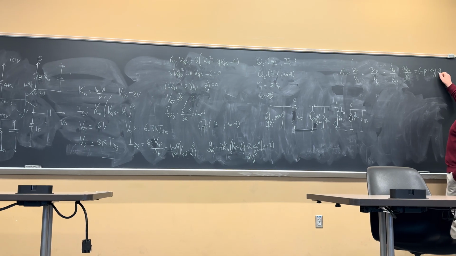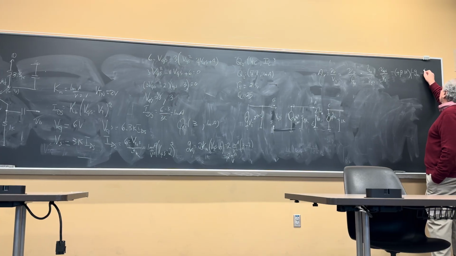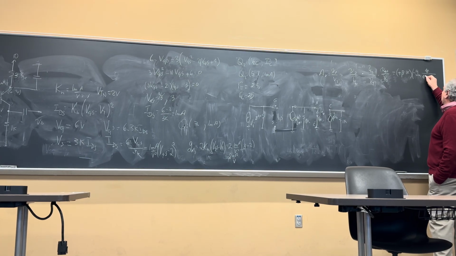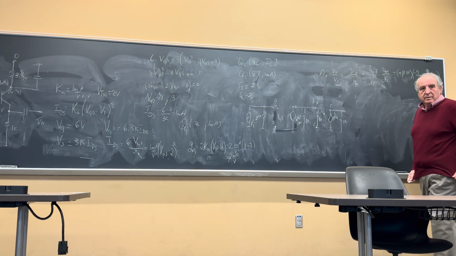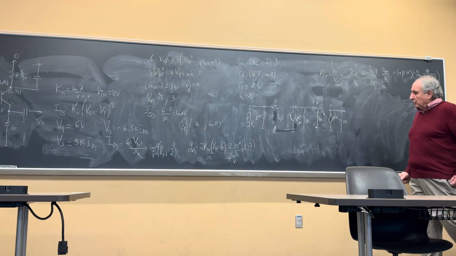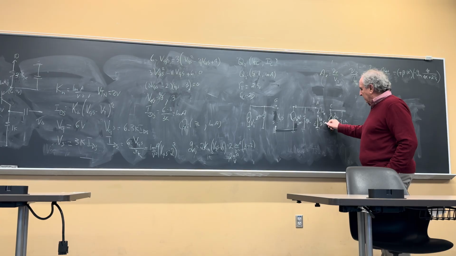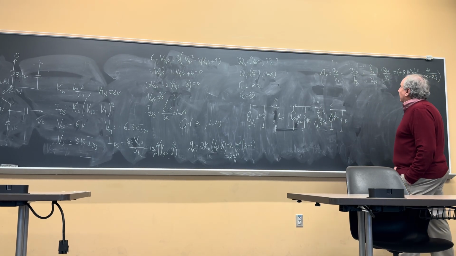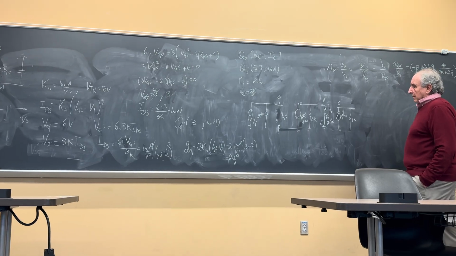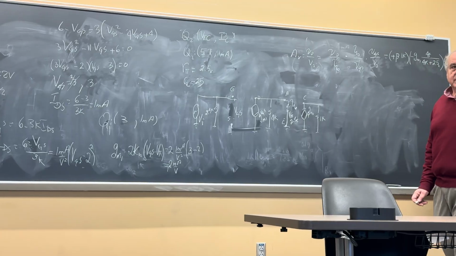Minus G sub M, 1, is current division, right? 4K divided by 4K plus R pi, which is 2.5K. Right? This is 2.5K. That's current division. And what is this one? No, this one. 1.